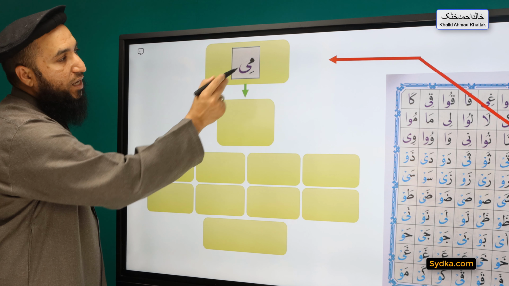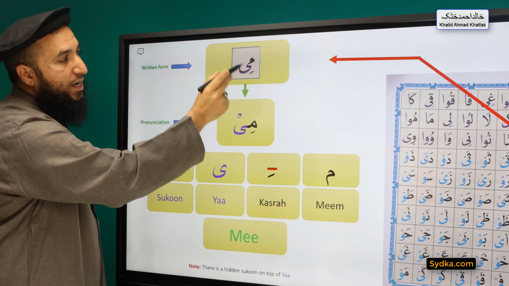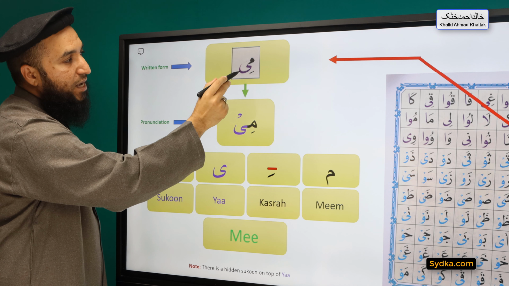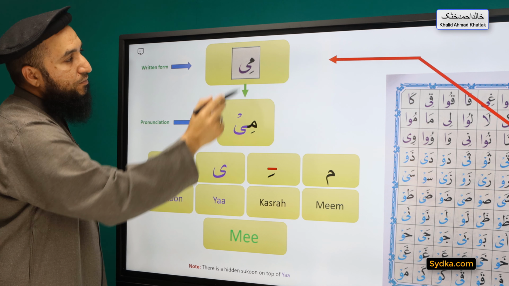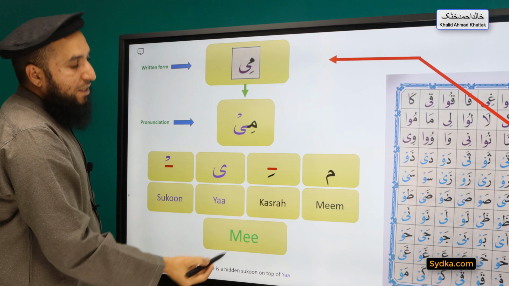So the next syllable we have is Mim kasra ya sukoon. Mim is a light letter, it has kasra underneath, it is followed by ya, and ya has a hidden sukoon. Mim kasra ya sukoon, mi.